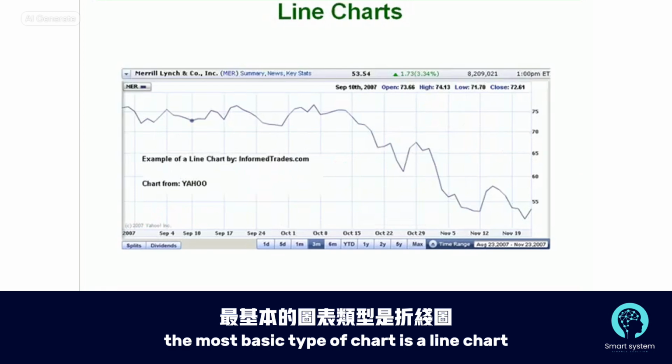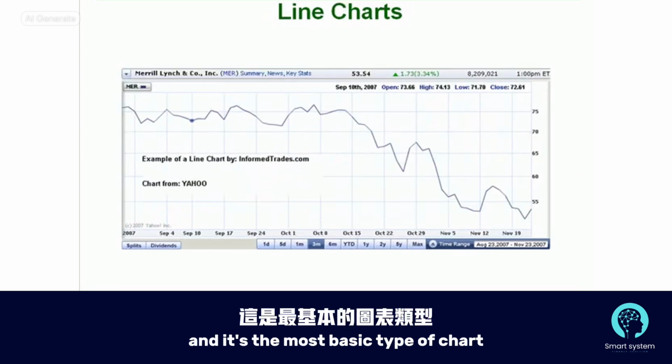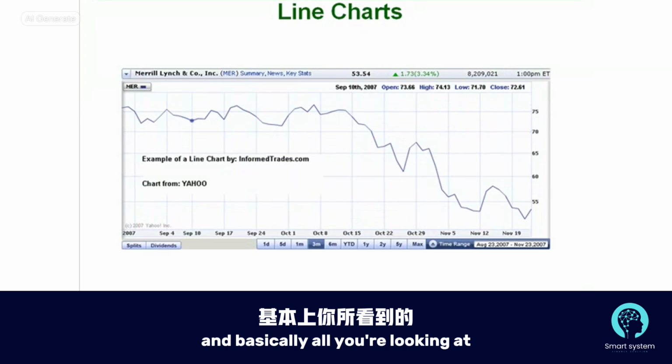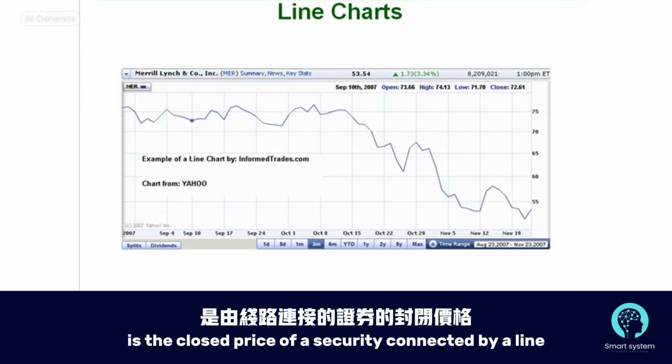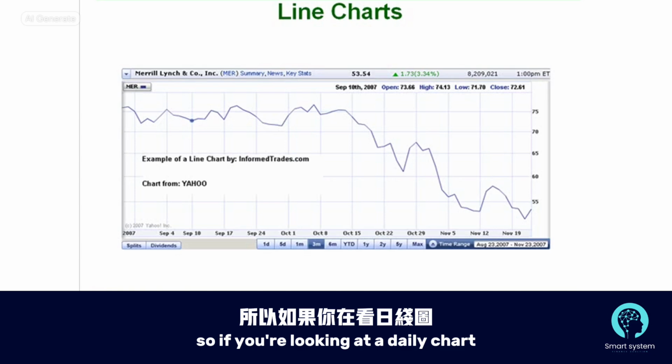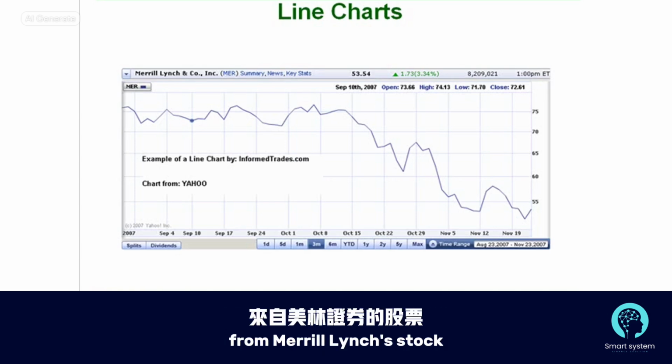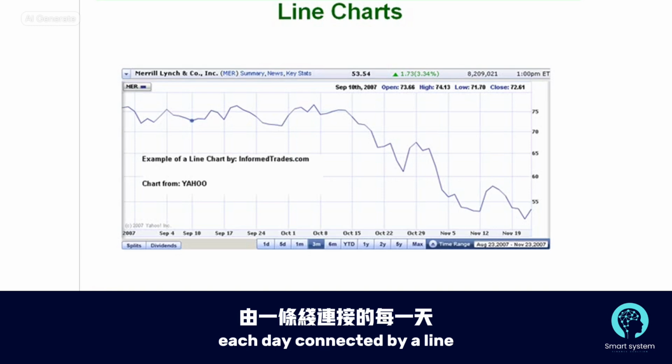The most basic type of chart is a line chart, and it's the most basic type of chart because it shows the least amount of data, and basically all you're looking at when you look at a line chart is the closed price of a security connected by a line. So if you're looking at a daily chart, which we're looking at here of Merrill Lynch, this is just the closing price from Merrill Lynch's stock each day connected by a line.